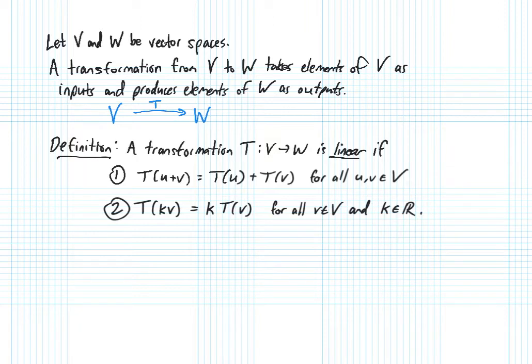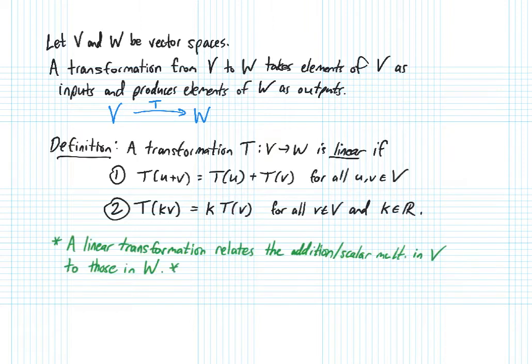So again, the definition is exactly the same as it was before when we were dealing with transformations from Rn to Rm, but actually now that we're in this more general context of vector spaces, we can understand what the definition means a little bit better. The key point is that a linear transformation relates the addition and scalar multiplication in V to the addition and scalar multiplication in W.